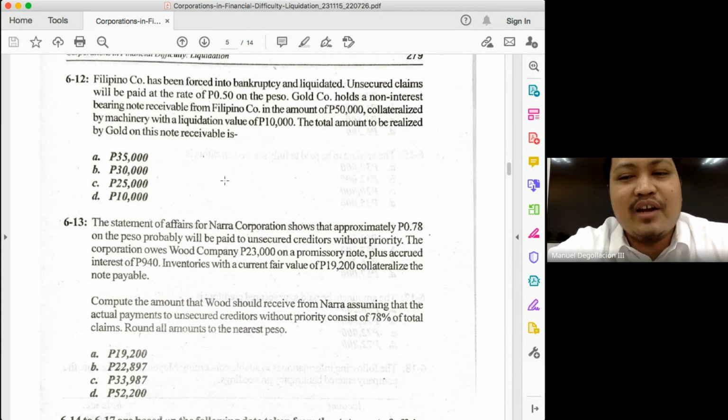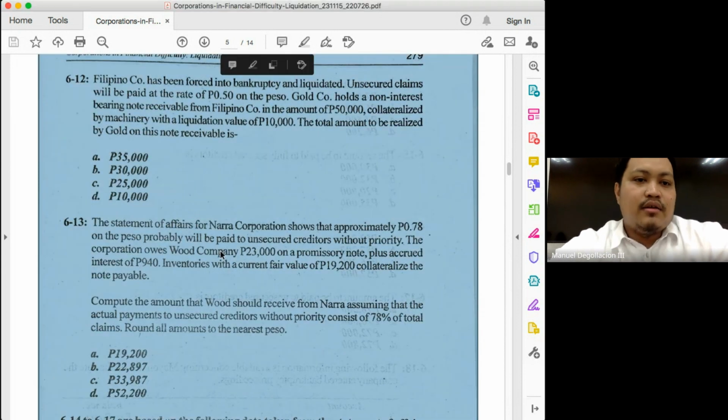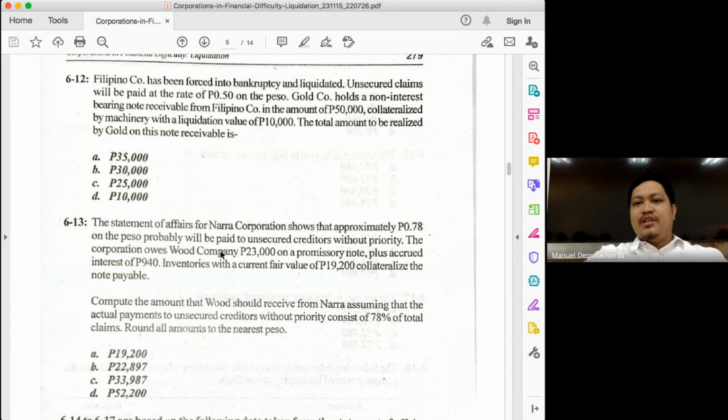Okay, so expect these kind of problems. That's very straightforward, very simple. Answer again for problem 6-12 is 30,000. Let's have problem 6-13.